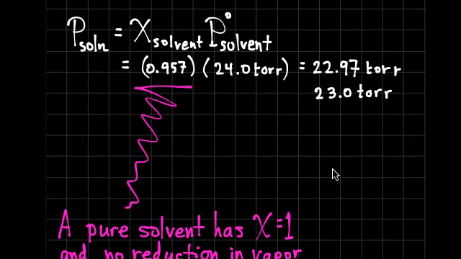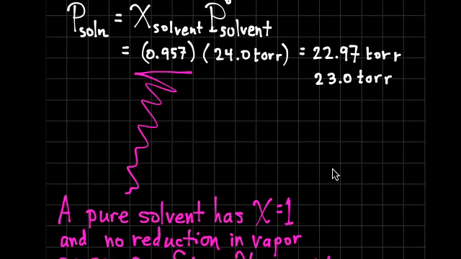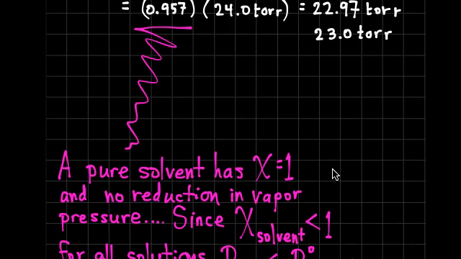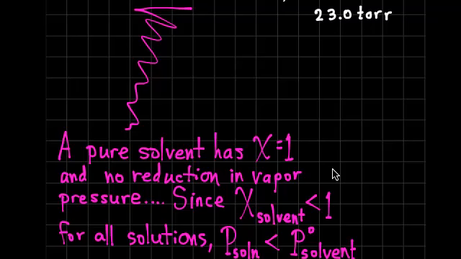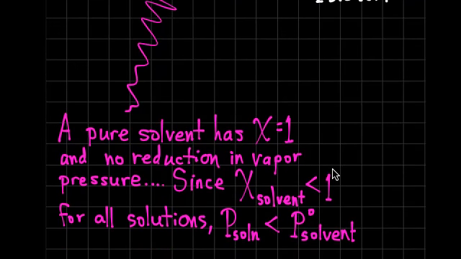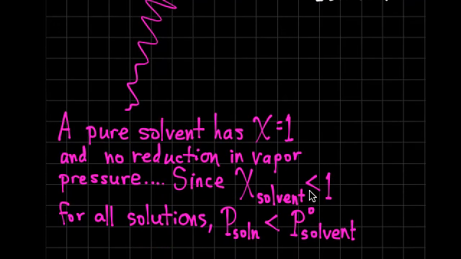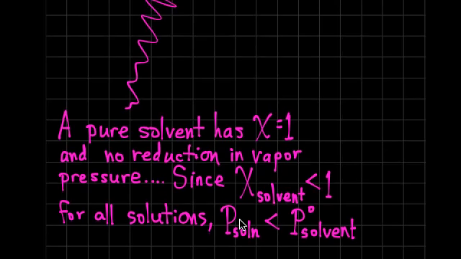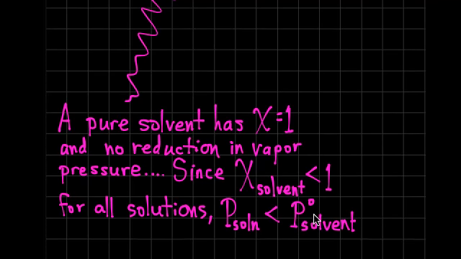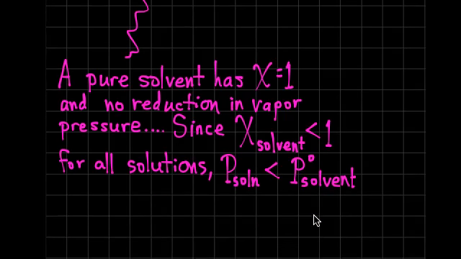A pure solvent has the mole fraction equal to 1 and no reduction in the vapor pressure. But since the mole fraction of the solvent is less than 1 in a solution, then I have my vapor pressure above the solution being less than the vapor pressure of the original solvent. I don't know if that makes any sense until you study it or try a few, practice a little bit.